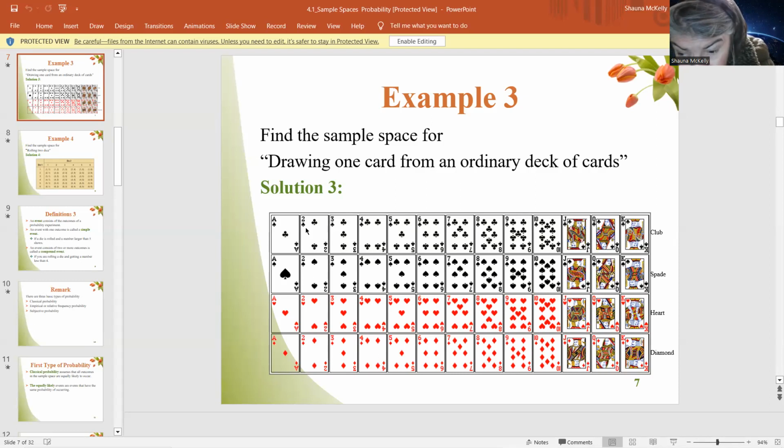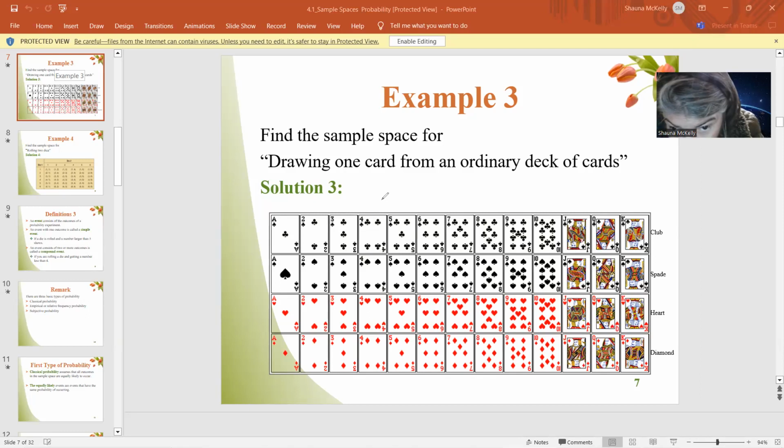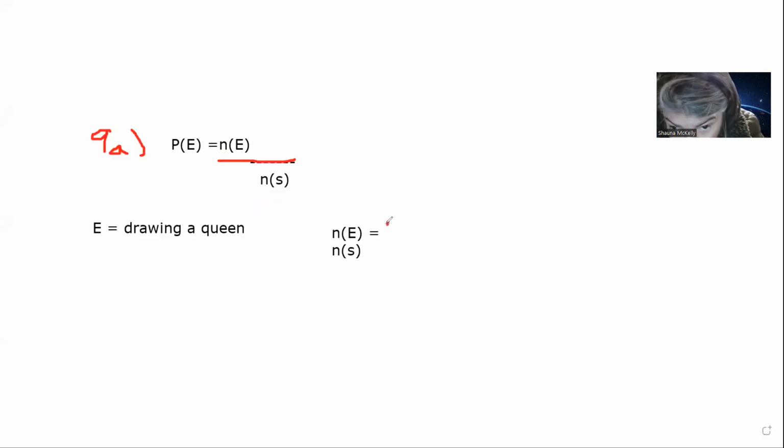If you count, you'll find there are 52. There's 13 in each suit. So that means there are 4 outcomes in the event, and there's 52 in the sample space.